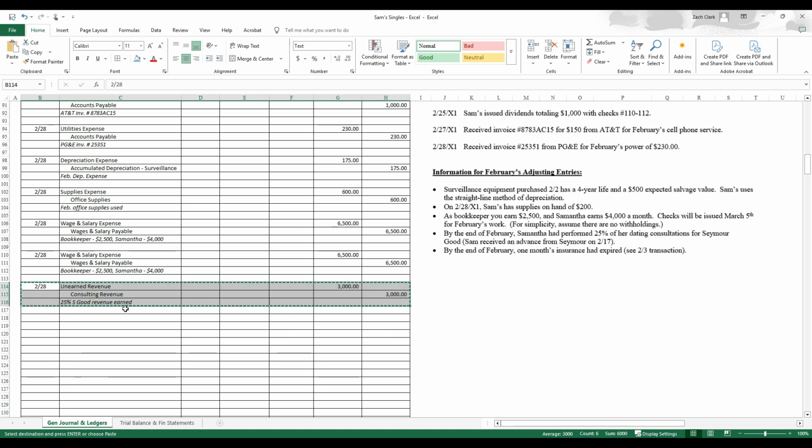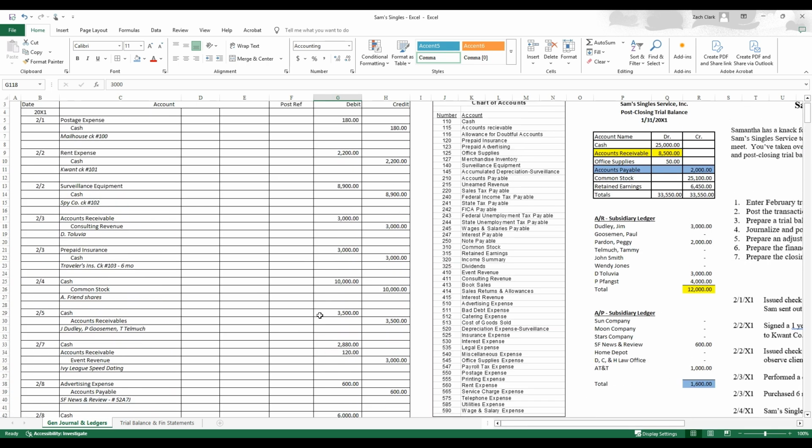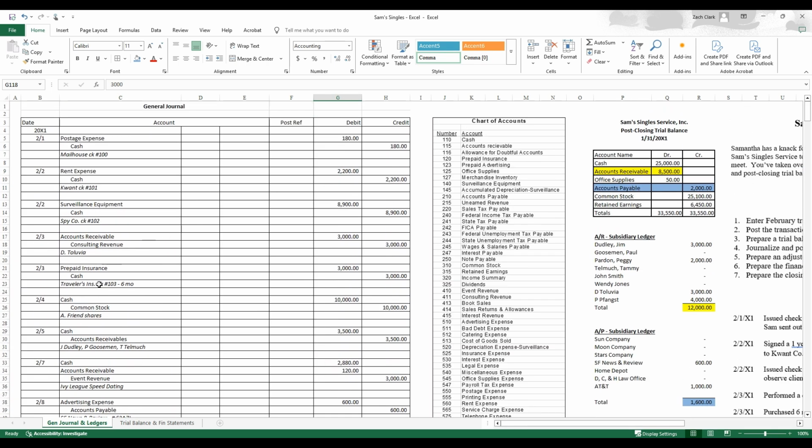Okay, last journal entry now. We're almost there. By the end of February, 1 month of insurance has expired. Oh yeah, we were talking about that one. So now we've got insurance expense to record and prepaid insurance to reduce. Let's just say February insurance expense. And remember that was one of the first entries we did up here. Prepaid insurance for 3,000 for 6 months.